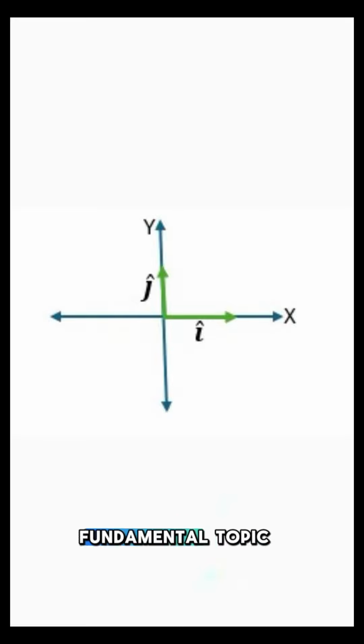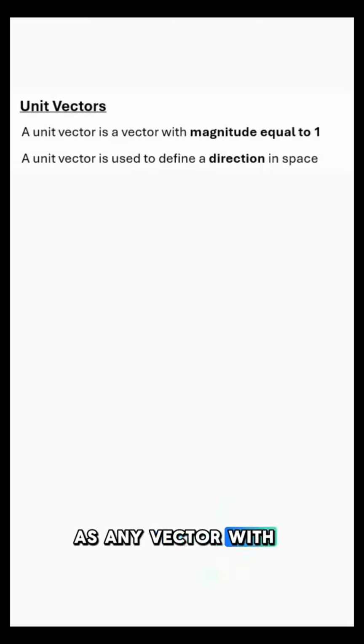So today we're going to discuss a fundamental topic, which is unit vectors. We can define a unit vector as any vector with a magnitude equal to 1. So basically, a unit vector is used to define a direction in space.